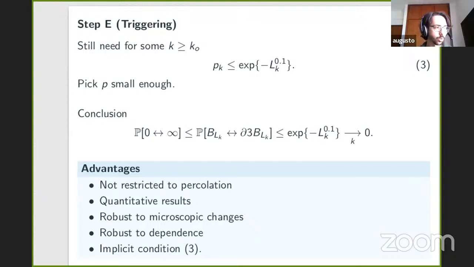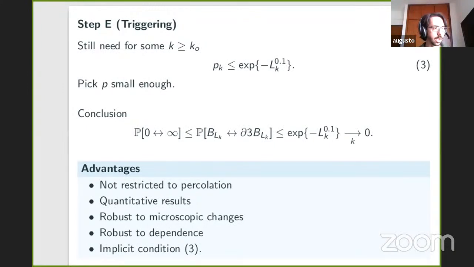Okay, so what's the conclusion? We wanted to bound the probability that zero is connected to infinity. If zero is connected to infinity and you fix a box containing the origin, then the box is connected to the boundary of this box tilde, right? The path is going to infinity. It has to go through the big box. So we can bound the probability that zero is connected to infinity by pk, for any k. And we know that pk is bounded by this exponential, at least for k larger than k0. So this goes to zero with k. Not only does it go to zero, but we have a quantitative bound on how fast it goes to zero.